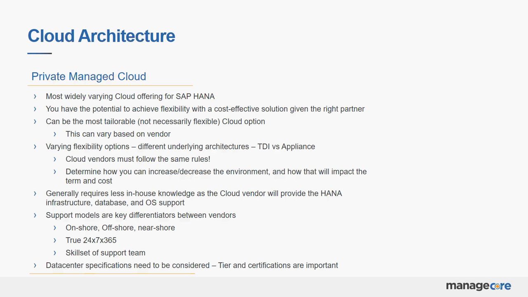There are varying flexibility options, and again, they could be different underlying architectures. So going back to TDI versus appliance, the same rules must be followed by the cloud vendors. Depending on what your situation is and the particular cloud vendor on the back end, they could be doing a TDI model, which is generally the case, or they could be doing an appliance model, or they could be combining both of them. The easiest way to determine that is to ask how and when you increase or decrease the environment, how will that impact the term and cost? Will you only have a slight increase in cost to slightly increase HANA, or is it a significant jump?